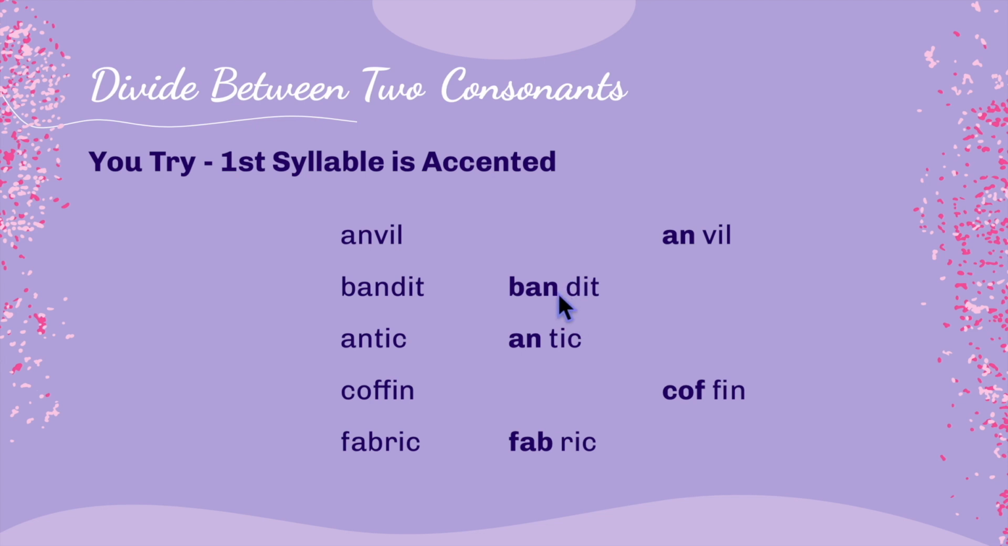We divide between the 2 consonants. We have a closed syllable. All of these are closed syllables, so they use their short sound. Bandit. This is a word where this syllable still clearly has the short I. The same here, antic. And this word also clearly has a short I, fabric. In this word, our second syllable will schwa. So instead of coffin, it tends to sound more like coffin. But in both of these words, if you said it with a clear short I, anvil and coffin, people would still understand you. So it's not a problem.